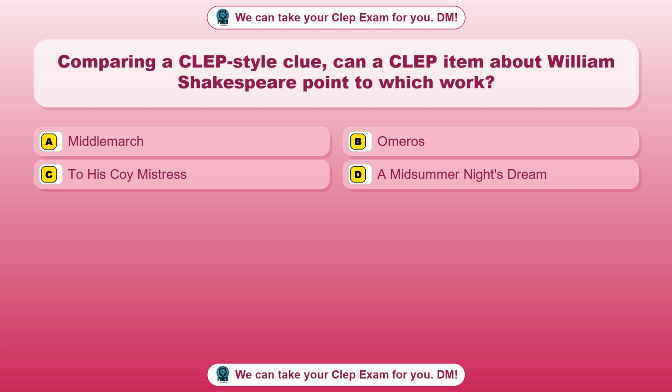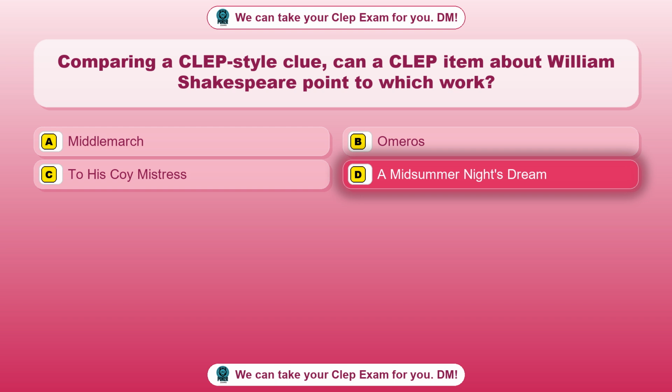Option A, Middlemarch. Option B, Omeros. Option C, To His Coy Mistress. Option D, A Midsummer Night's Dream. The correct answer is option D, A Midsummer Night's Dream.